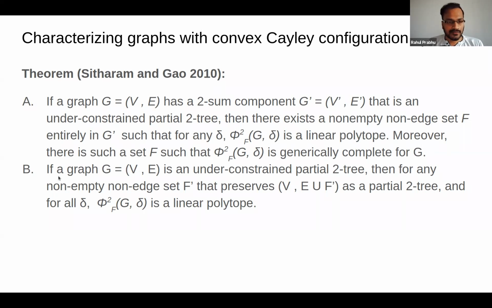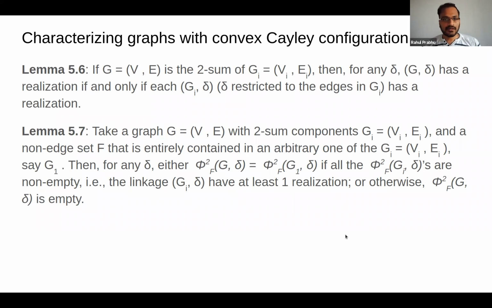And the second part of the theorem is that if a graph is an under constraint partial two tree, then for any non-empty non-edge set F dash that preserves the partial two tree when you add it to the edge set, this Cayley configuration space is still a linear polytope. So we'll go into the proof of this theorem a little bit.